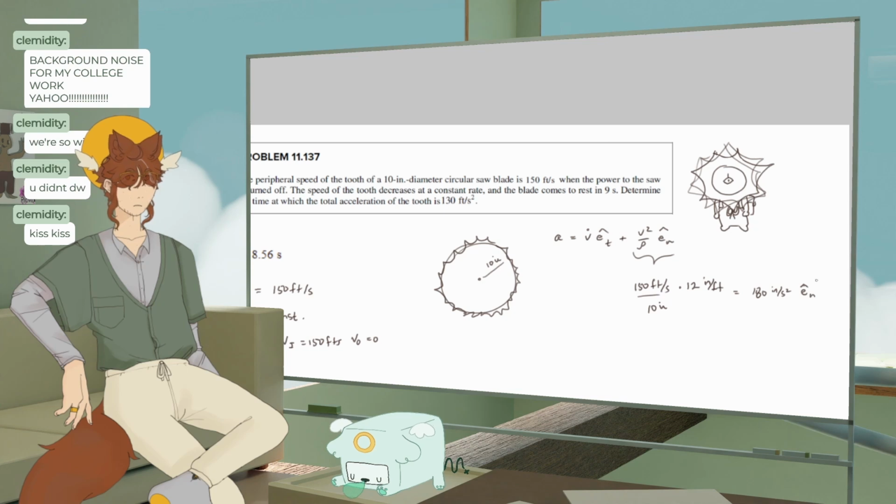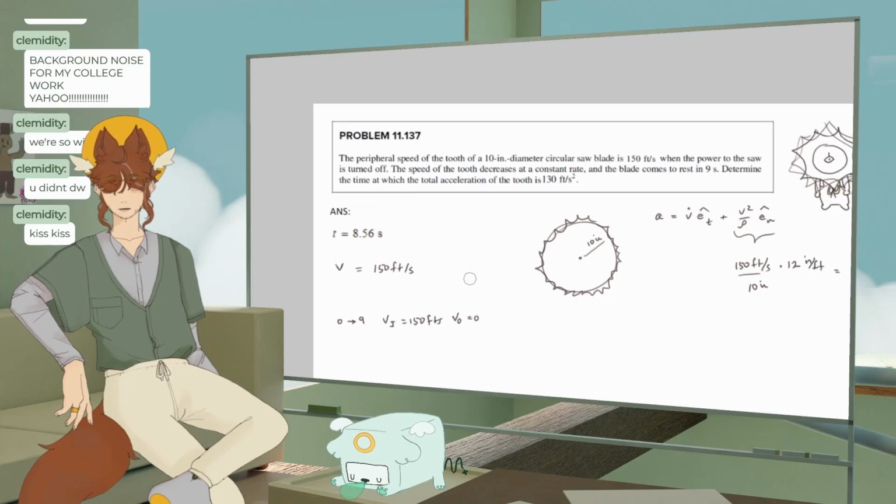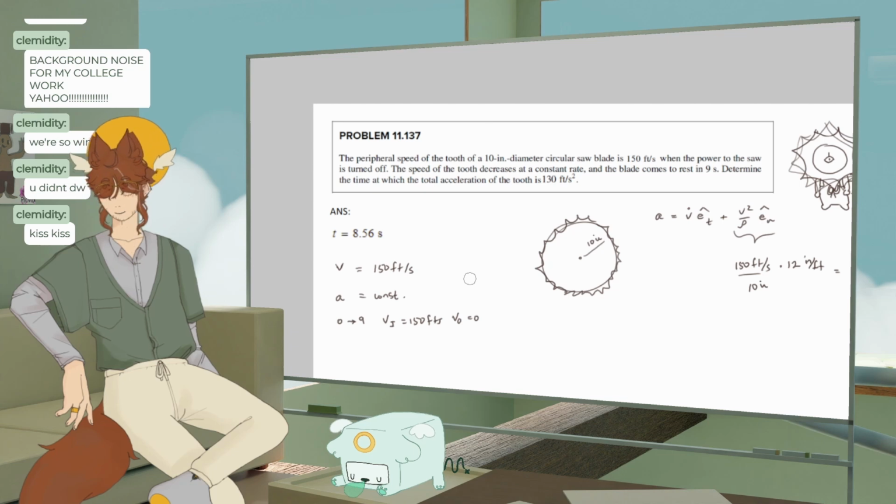Okay, now we know that... wait, the speed of the tooth decreases at a constant rate, which means there's no acceleration. I lied. Wait, I'm thinking. Chat, I'm thinking. The speed of the tooth decreases. No, there is an acceleration. It's a constant acceleration, otherwise the speed would not be changing. Okay, the blade comes to rest in 9 seconds. So we have a constant acceleration, which means we can use the constant acceleration equations?